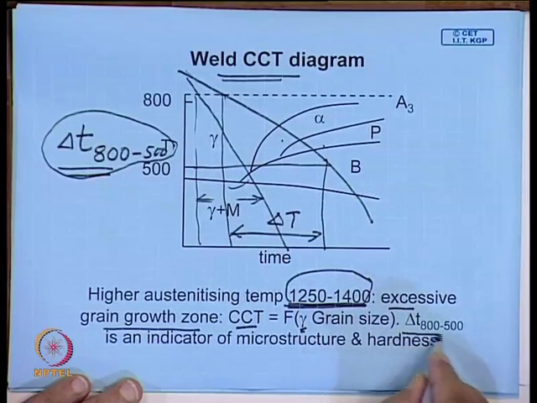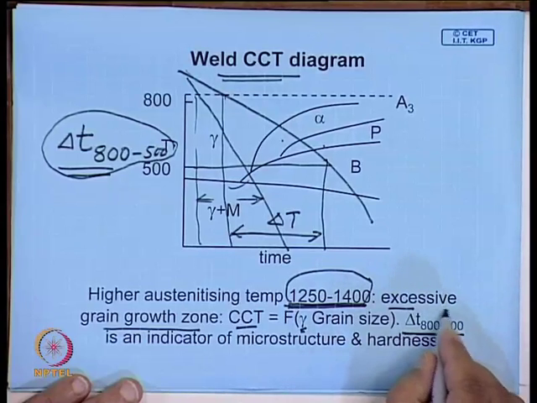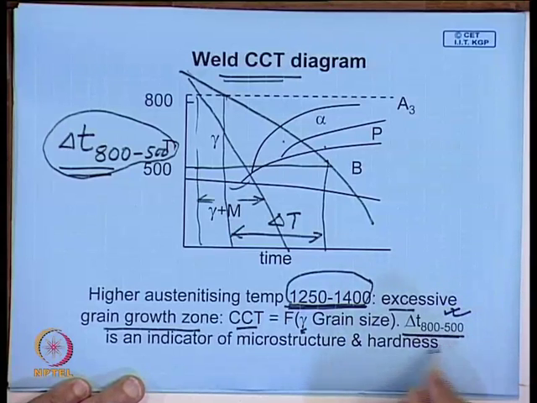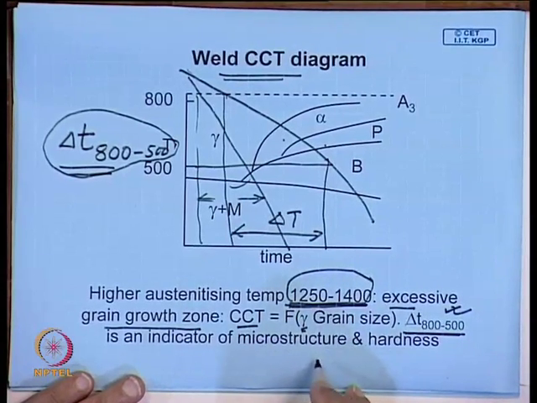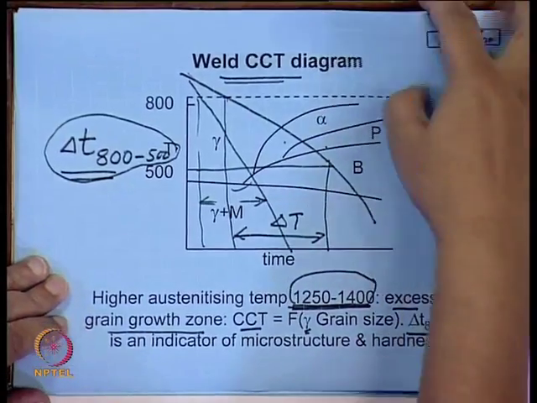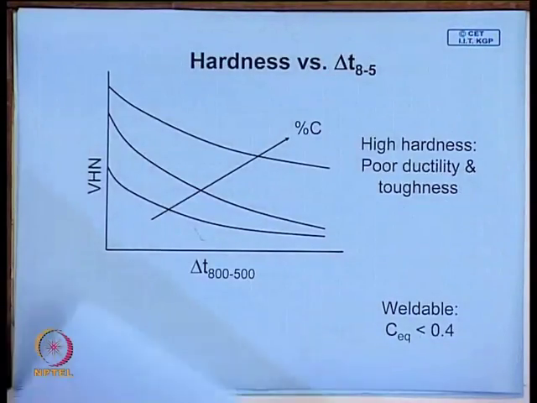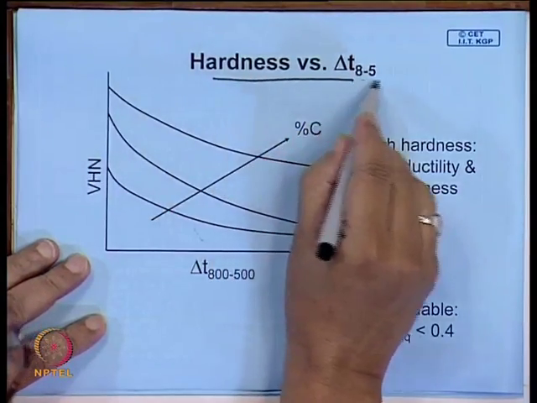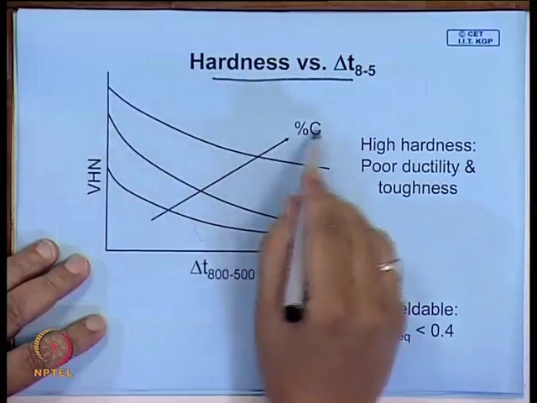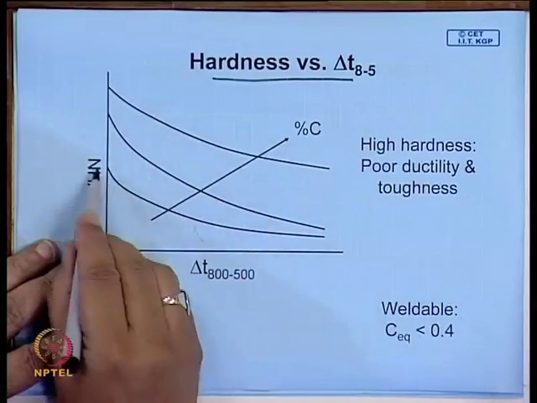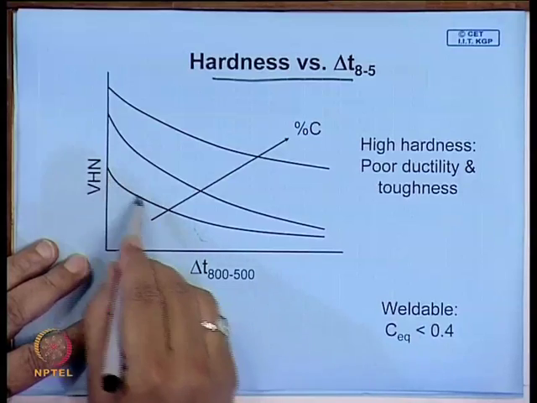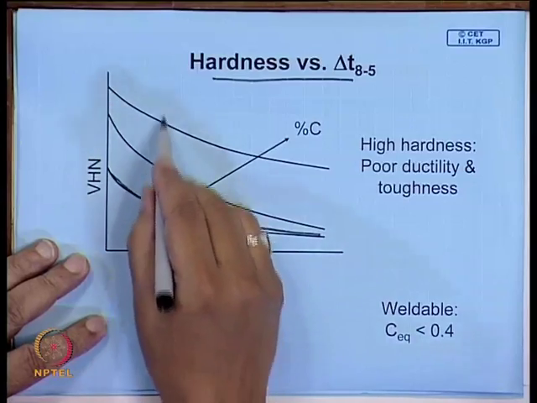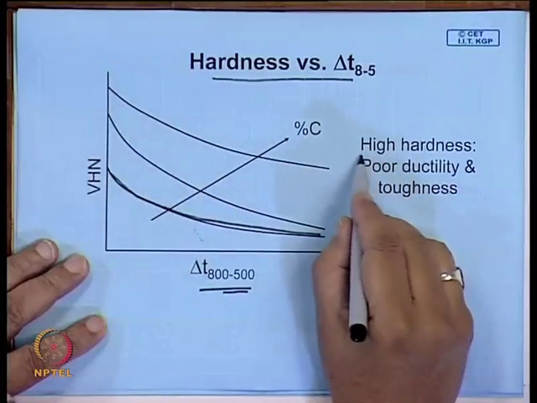But nevertheless, this indicator, this delta T 800 to 500, is an important parameter which connects cooling rate to microstructure and hardness. And in fact, one such plot is shown over here. If you plot hardness against this, depending on the carbon content of the steel, you will have different types of relationships. For particularly low carbon, you get this type of relationship against delta T. With higher carbon, you get higher hardness in that welded zone.